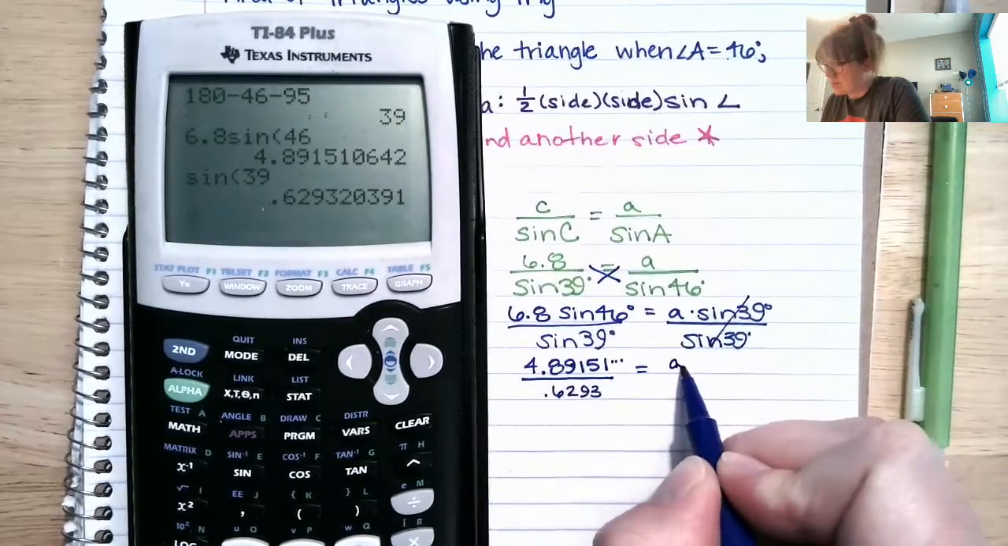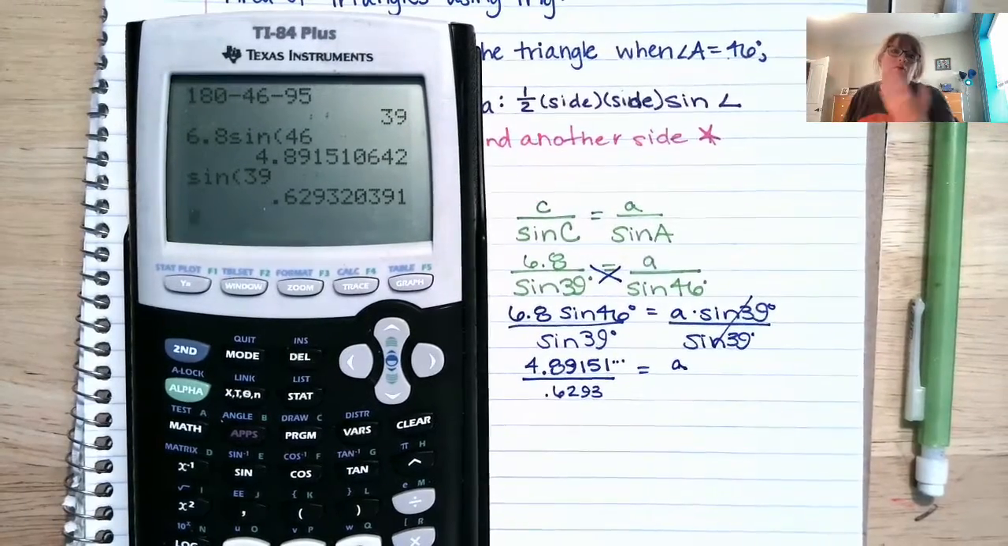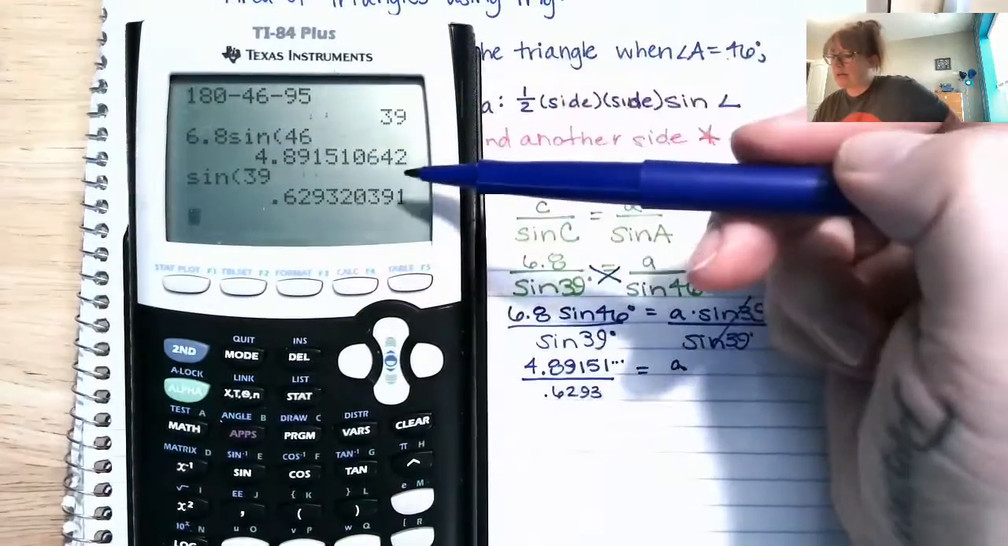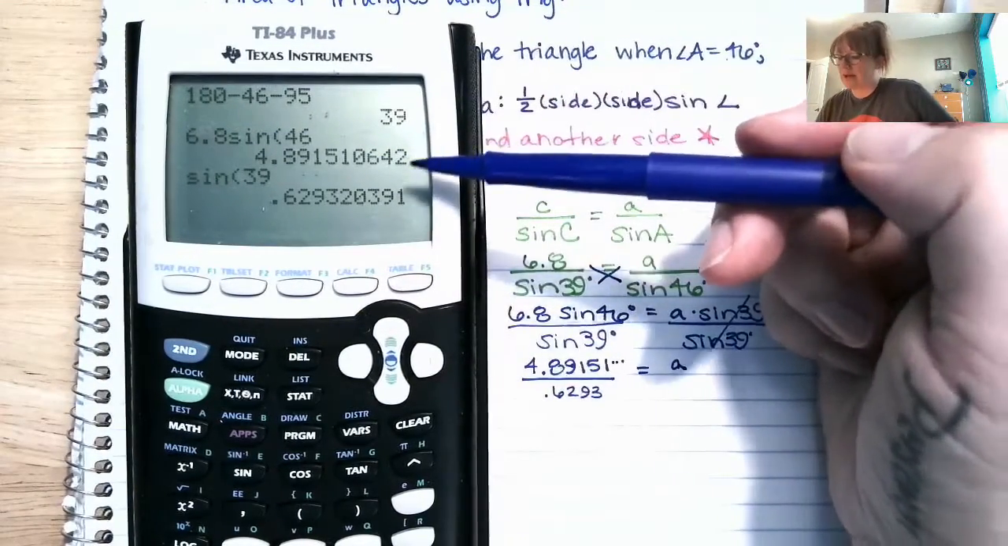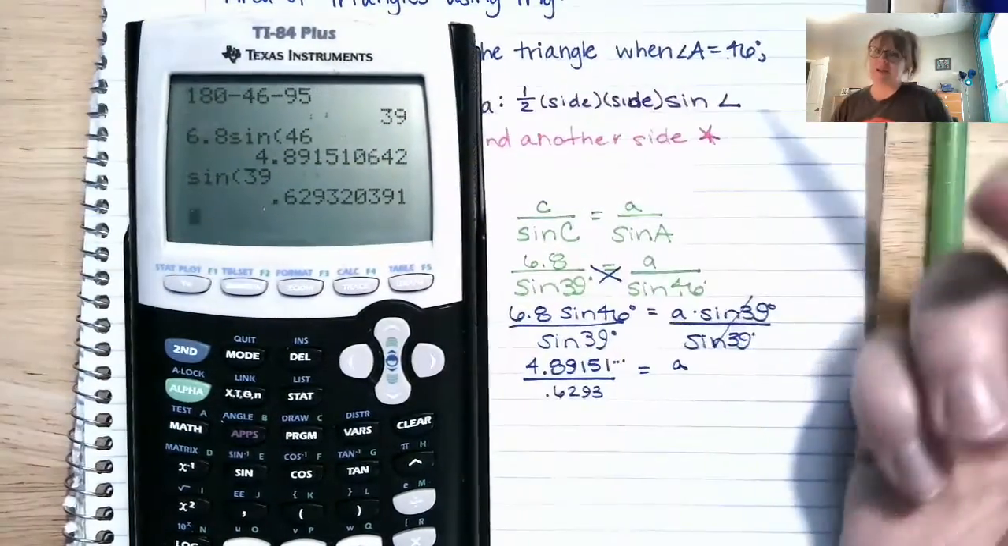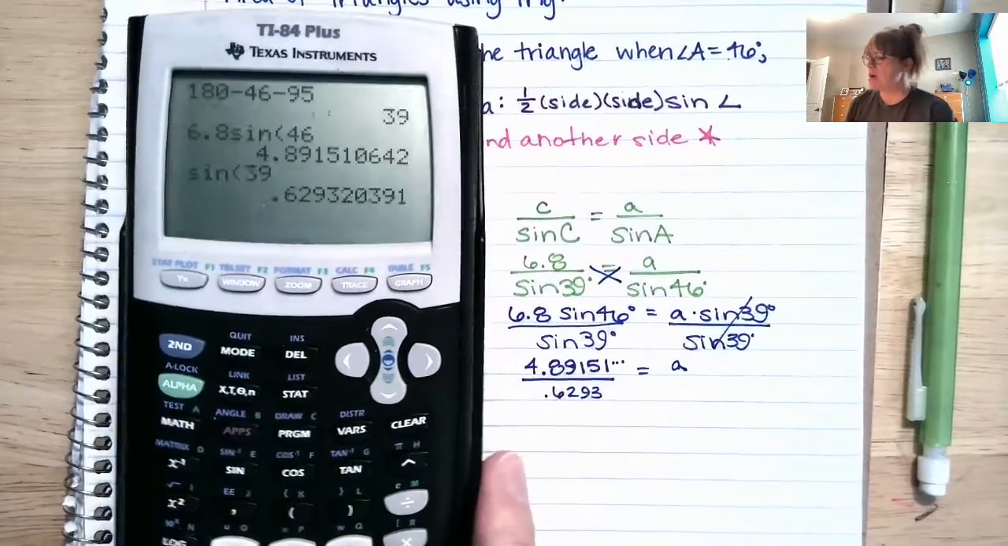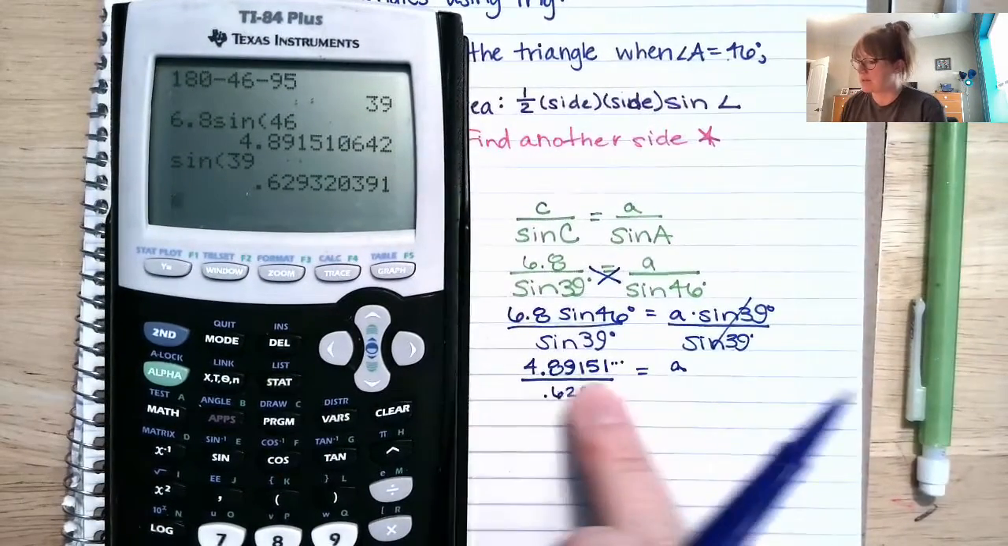Those canceled out, so we get A. Okay, so if you guys wanted to, we could have got this answer with that decimal in there, and then divided by sine 39. That would have given us a little bit more accurate of a number, since we're not rounding, because this guy we had to round.